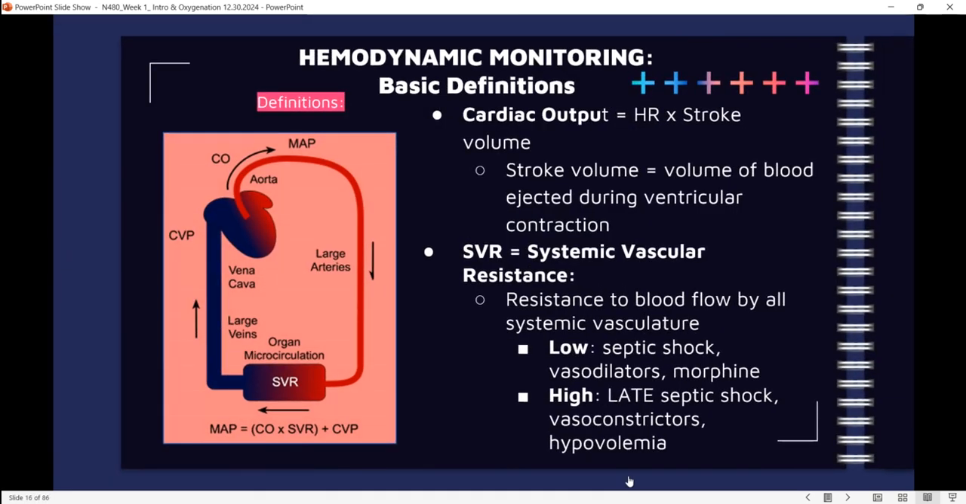Next, we have our cardiac output. And as we will talk about throughout this whole term, cardiac output is going to be very, very important to understand.